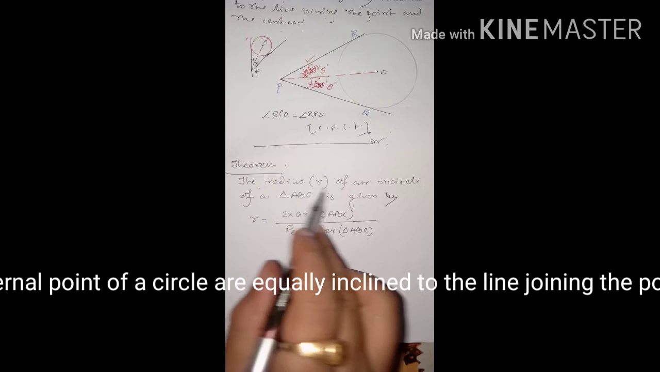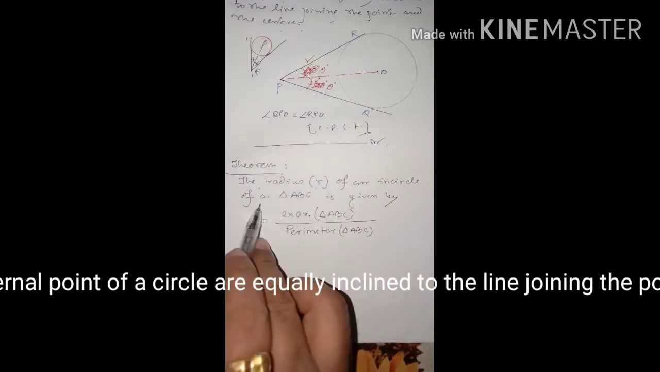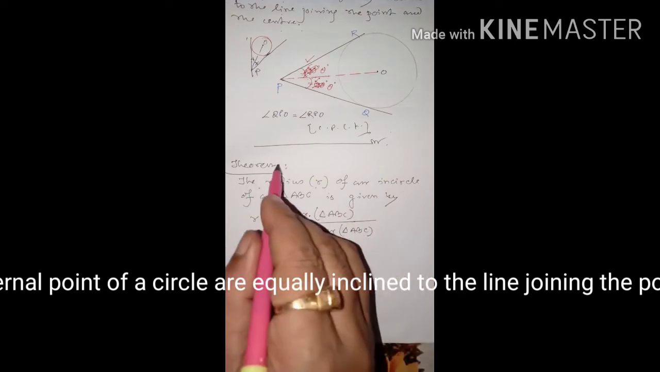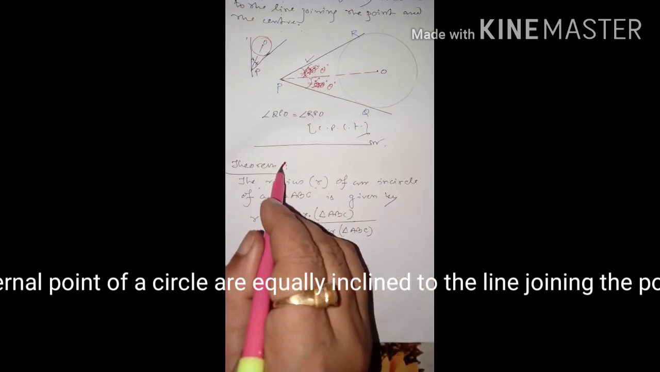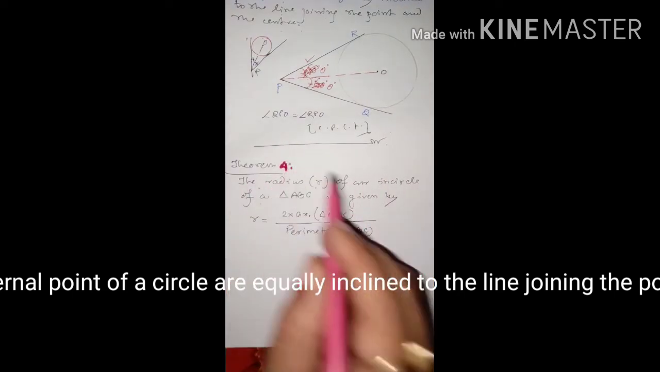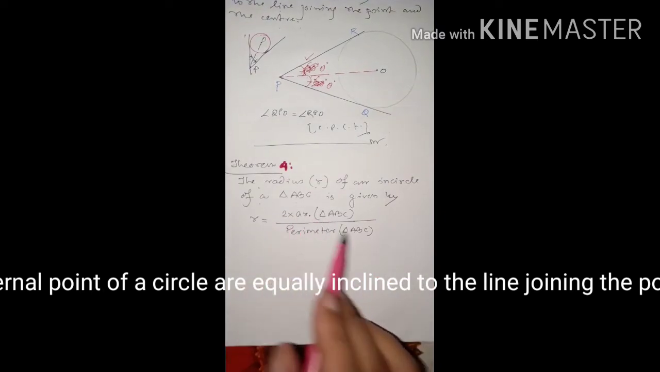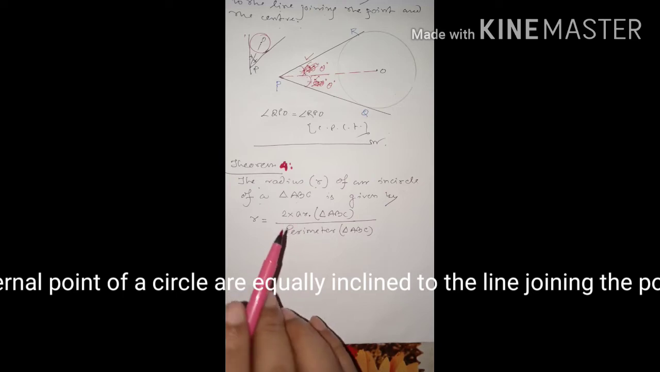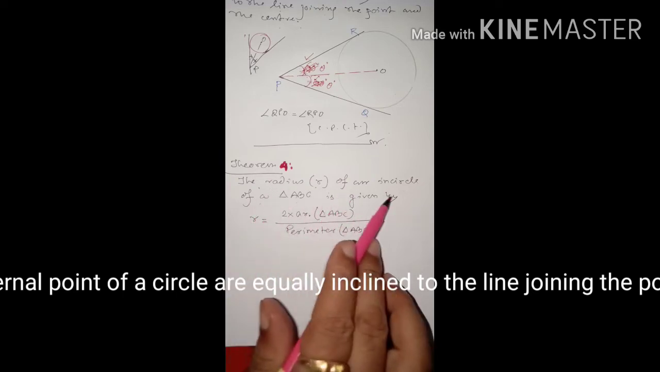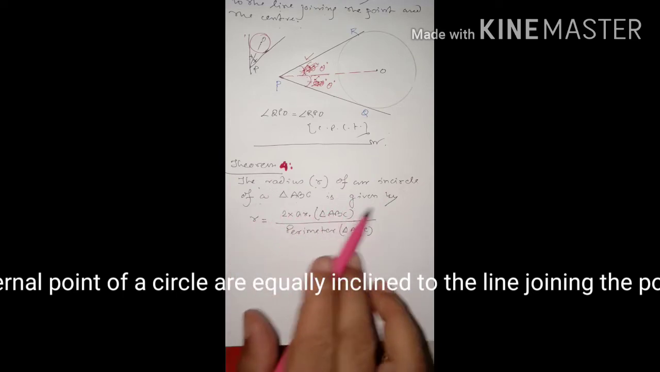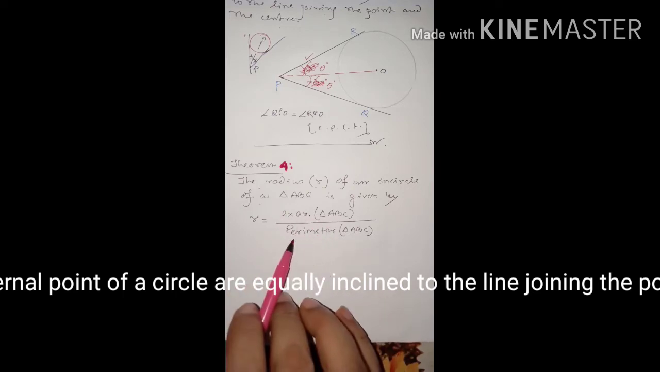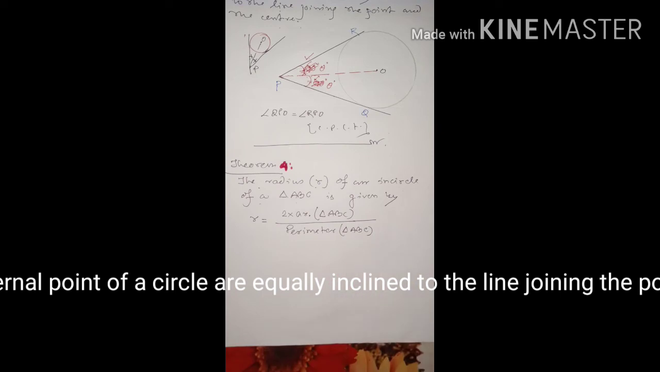The radius R of an incircle of a triangle ABC is given by, this is another theorem, say theorem 4. We can use this theorem in problem solving. The radius R of an incircle of a triangle ABC is given by 2 times the area of triangle ABC divided by the perimeter of triangle ABC. What is the meaning of it? Let me explain to you.